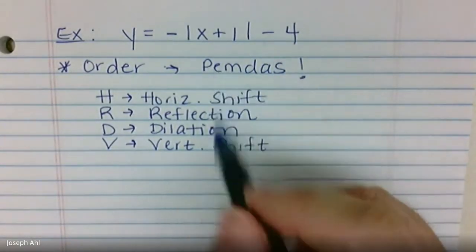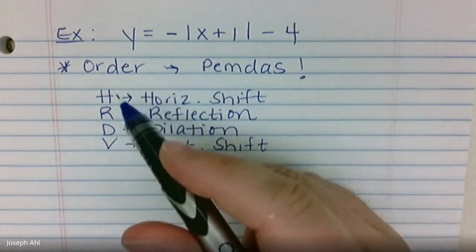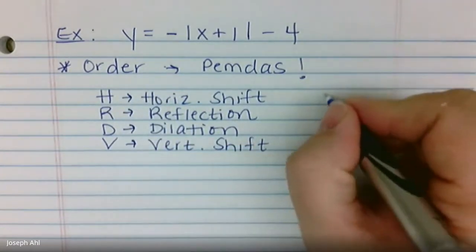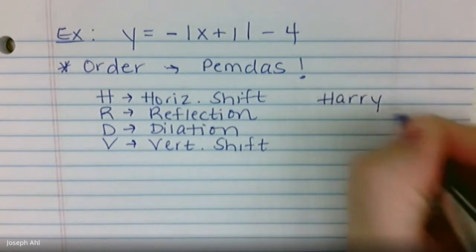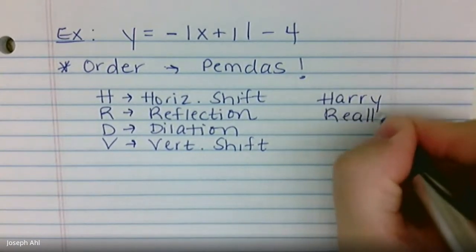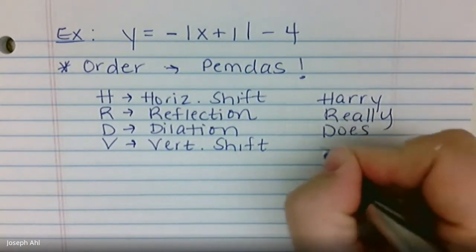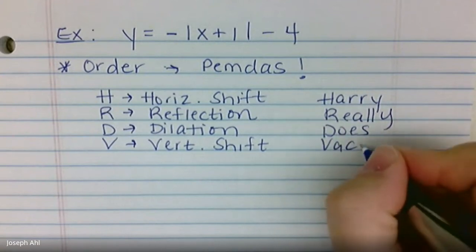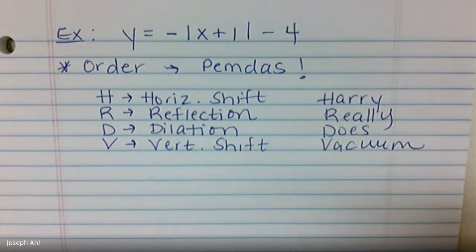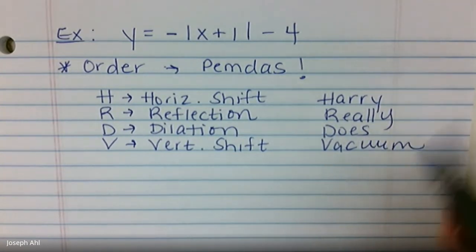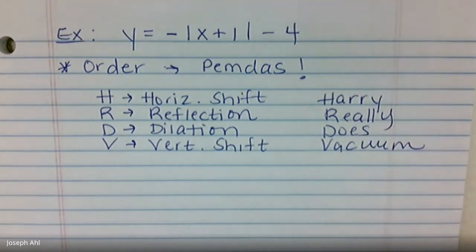So now that we have that list, is there a good way to remember it? HRDV? I've had other teachers say, Harry really does vacuum. How do I spell vacuum? Is it 2 C's? Well, it's definitely 2 U's. We'll go with this for now. I feel like there's another C. You guys will tell me in class. But anyway, Harry really does vacuum. I'm sure you can come up with something better.